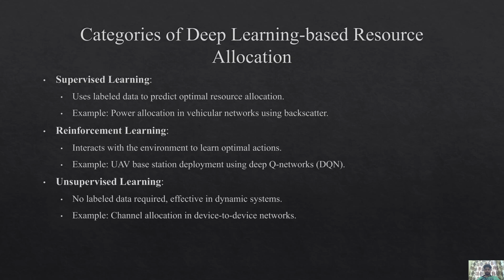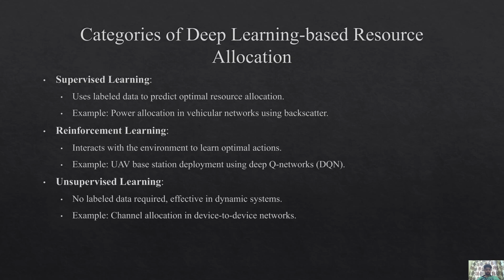Categories of deep learning-based resource allocation. Supervised learning uses labeled data to predict optimal resource allocation. Example: power allocation in vehicular networks using backscatter. Reinforcement learning interacts with the environment to learn optimal actions. Example: UAV base station deployment using deep Q networks, DQN.